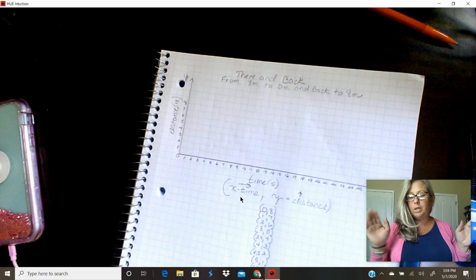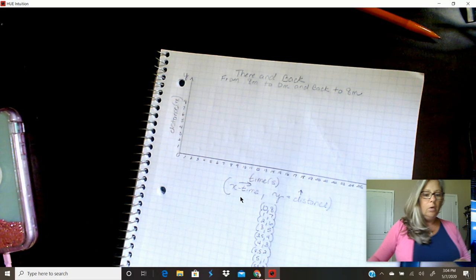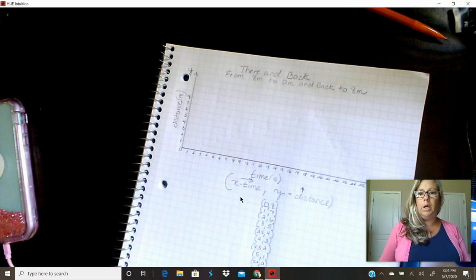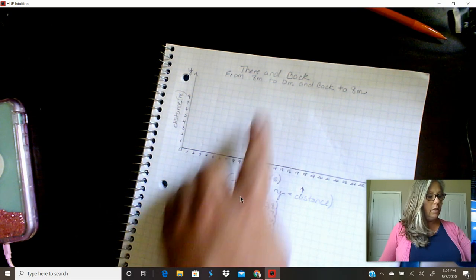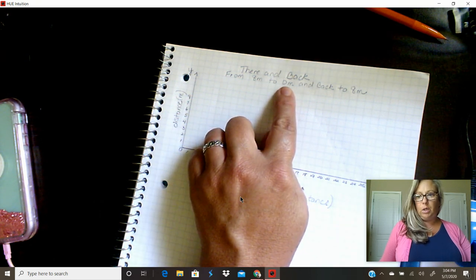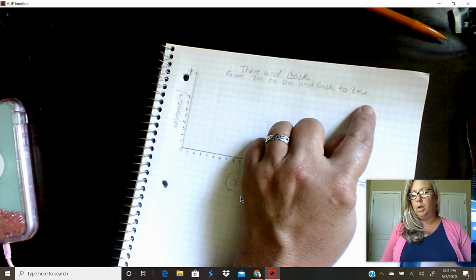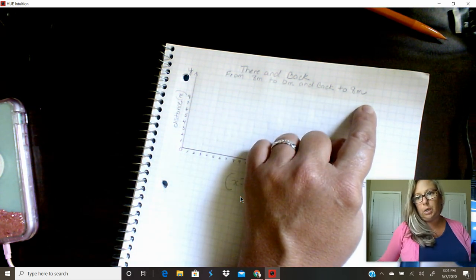Hi, boys and girls. All right, we've got another graph to do. This one is from Nick's walk, where he started at the 8 meter card. He walked back to the 0 meter card near the refrigerator, and then went back to the 8 meter card near the sliding glass door.